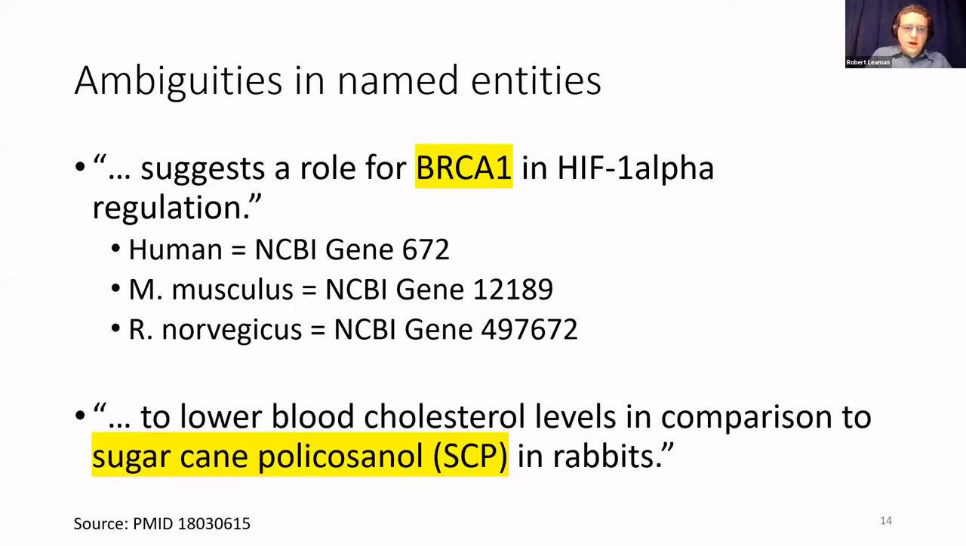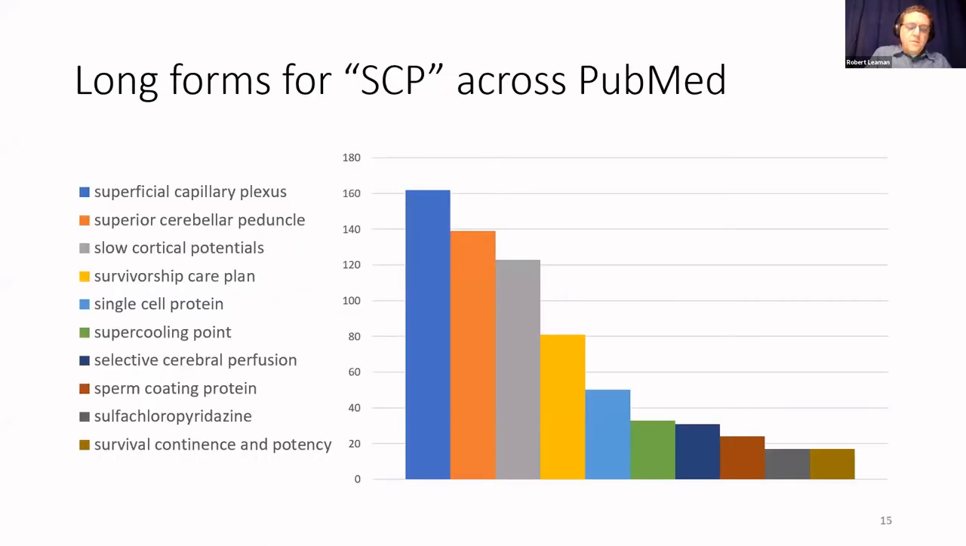Other examples include abbreviations. Here is an example with sugarcane policosanol, which is being referred to as SCP. This sort of definition is important to identify because if you look across PubMed, for example, just for SCP, we can see a wide variety of things that SCP is being used as an abbreviation for. And while there are ones that are a bit more common than others, this is a long tail distribution. This is just the top 10. So it would not be reasonable to make a particular guess just based on frequency.